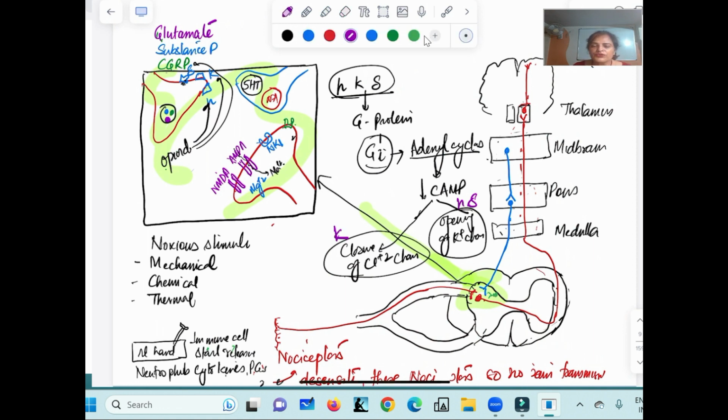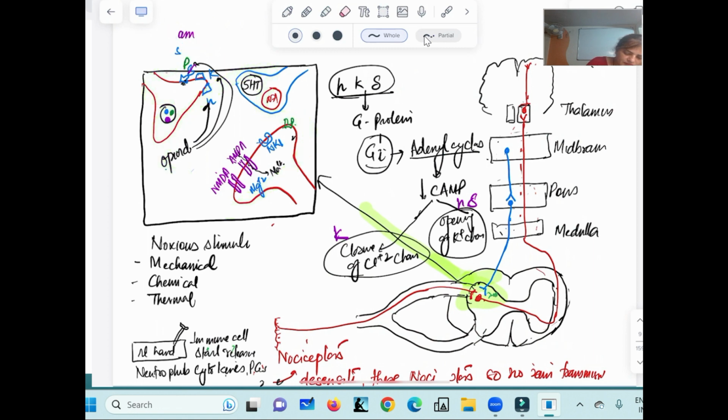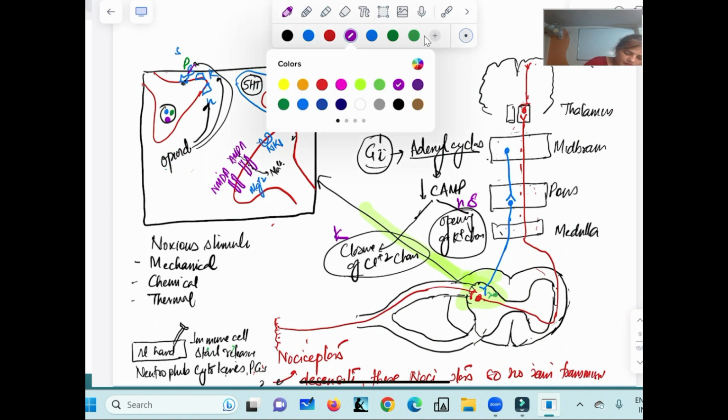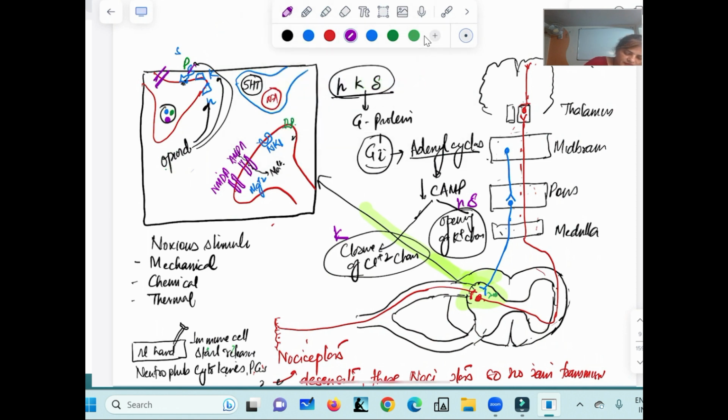Now if there is a closure of the calcium ion channel, there will be no influx of calcium. Let me draw and explain here. Suppose if it binds, then what will happen? Okay. Now here it is a calcium channel. What will happen for the release of this?